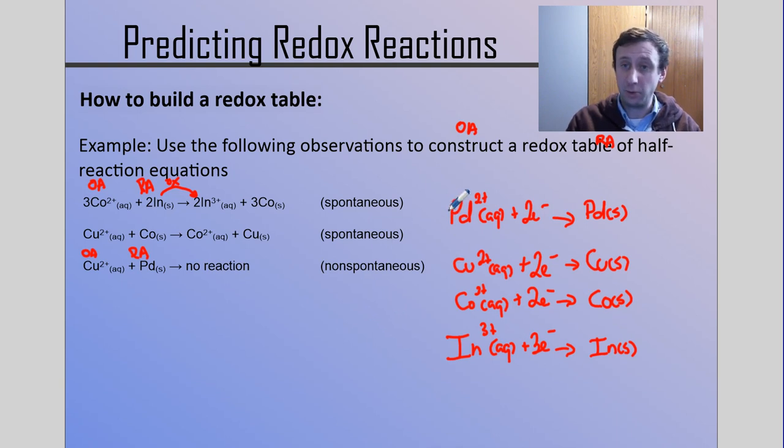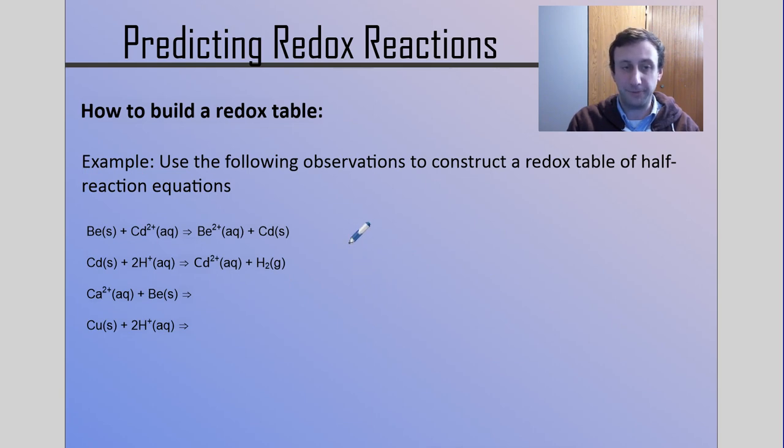I can double check my work now and make sure that if I were to look at the reactants again, it turns out how it should for spontaneity. So cobalt 2+, indium, hey, that's downhill, it's spontaneous. Copper 2+, cobalt, hey, that's downhill, it's spontaneous. And then copper 2+ and palladium, oh, that's uphill, that's non-spontaneous. So I can double check my work after the fact.